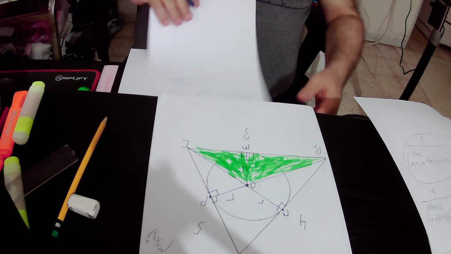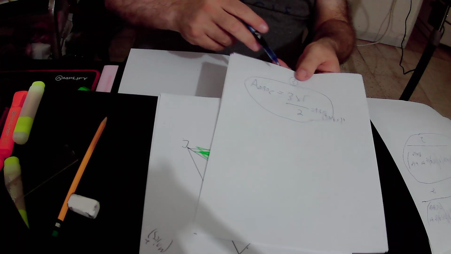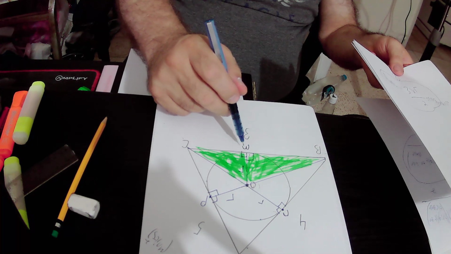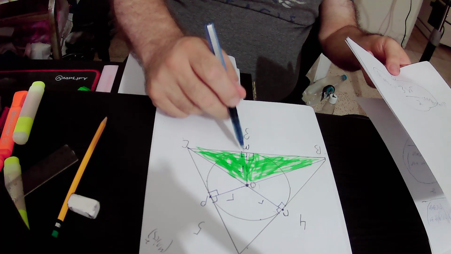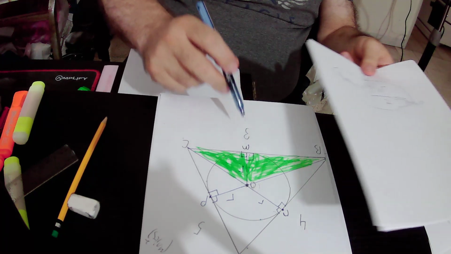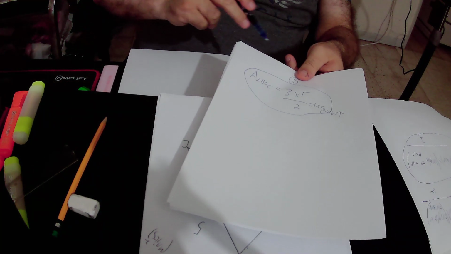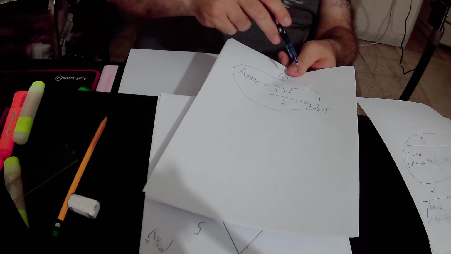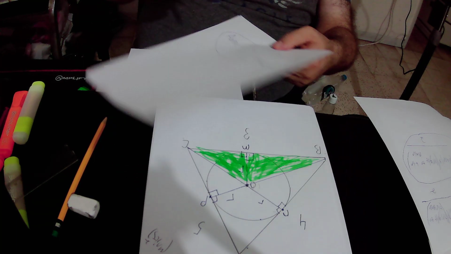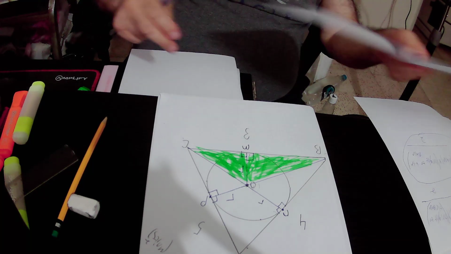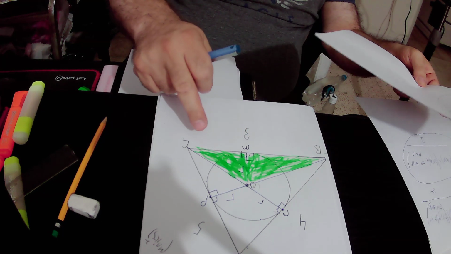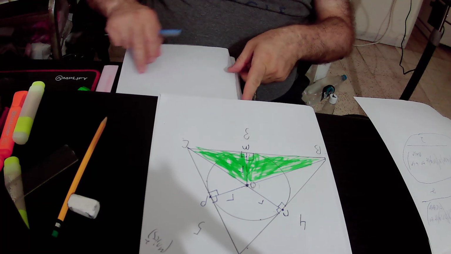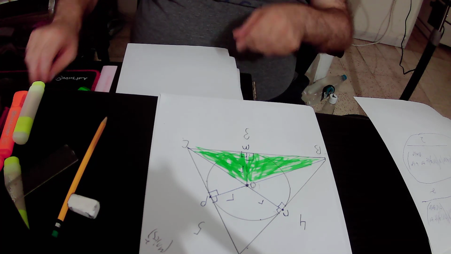So the area of the green triangle equals the base of the triangle, that is 3, times the height of the triangle, that is r. The radius is the height of the triangle, so 3 times the radius of the circle divided by 2. 3 over 2 is 1.5, so the area of the green triangle equals 1.5r units squared.